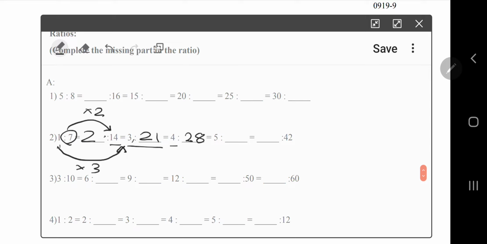And another example. So to get from 1 to 5, we have to multiply by 5. So we multiply 7 by 5 as well, which is 35. And last one, to get from 7 to 42, we have to multiply by 6. So that means we have to multiply the 1 over here by 6 as well. So 1 times 6, 6.